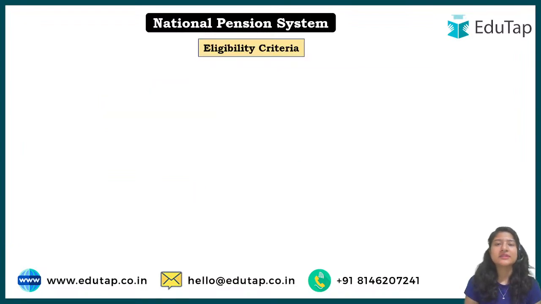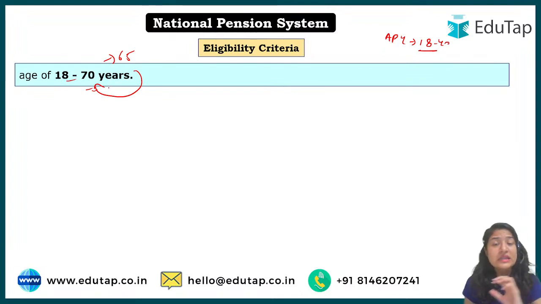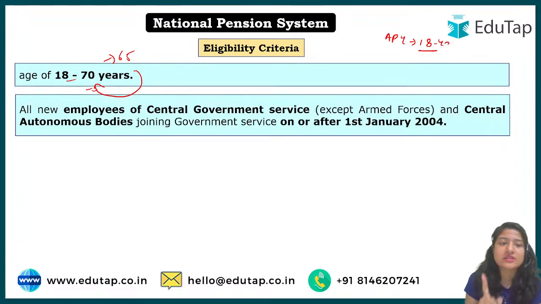Eligibility criteria समझते हैं. See, first we will talk about the age criteria. In APY we looked at, APY में कितना था? APY में था 18 to 40. I hope you remember, but here it is very high. Here it is 18 to 70. Initially it was 65, but then it was raised to 70 years.